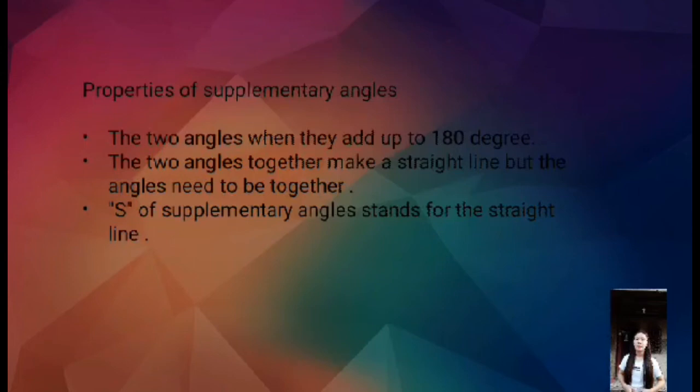So we have now the properties of supplementary angles. The two angles add up to 180 degrees. And also the two angles together make a straight line, but the angles need to be together. So the S of supplementary angles stands for the straight line. This means they form 180 degrees.